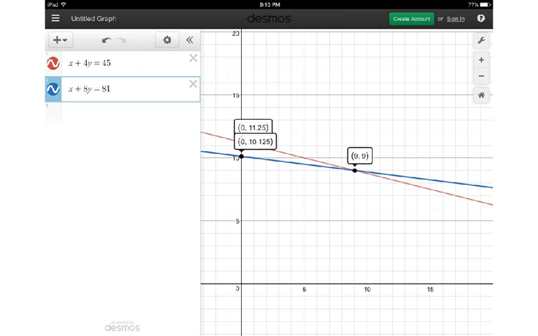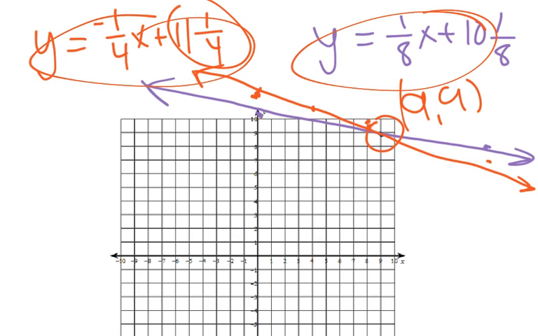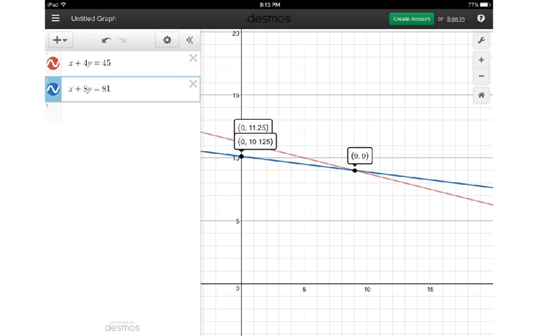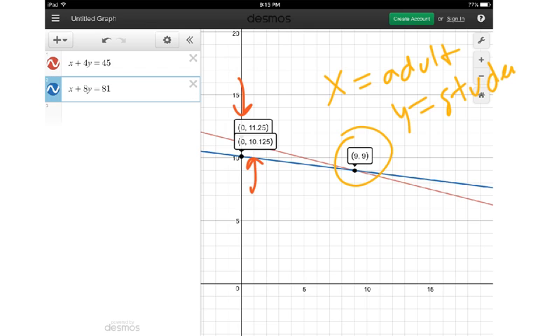Now let's take a look at Desmos. So if we look at it, I just wrote them in the normal way. Had I written them in slope-intercept form, it would have been the same. Look at the y-intercepts, 11 1/4 and 10 and an eighth. When they graph them, we can see that they intersect at 9, 9. So depending on whatever you called x, which we called adult price, and y was student price, it's $9 for each one of those. And there's our answers. And there we go with part 2.